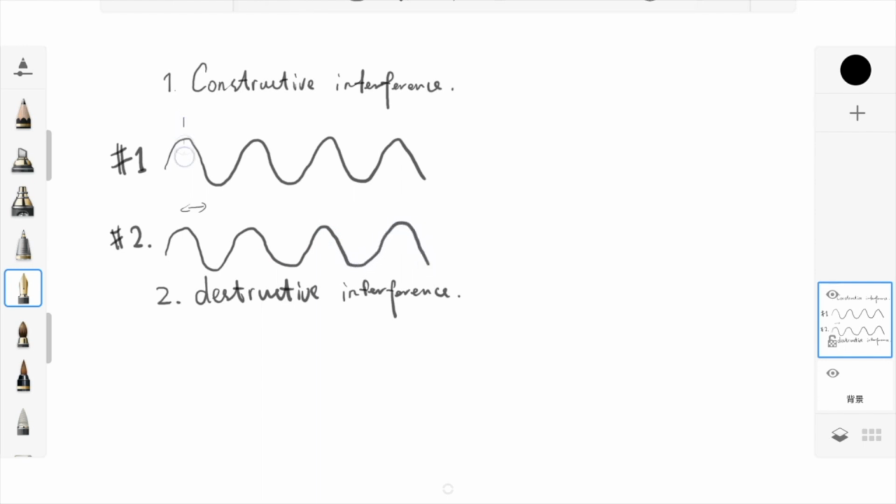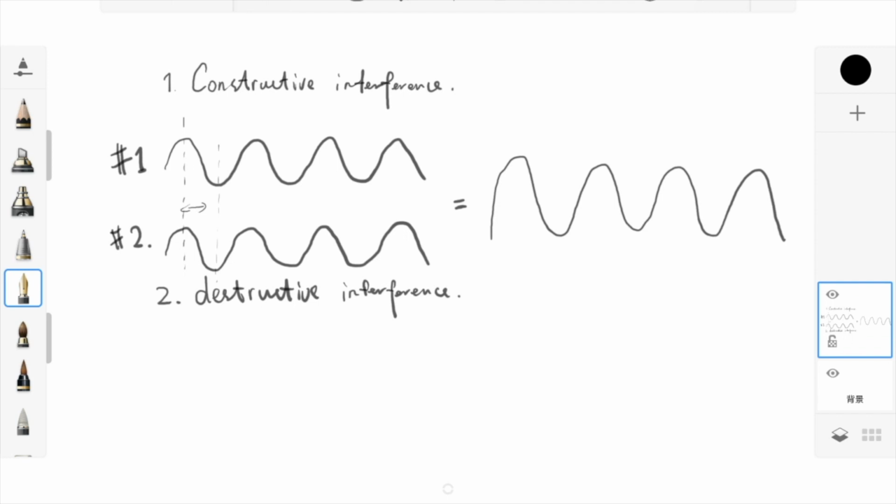Then the peaks of the waves are in the same position, and the valleys of the waves are in the same position. So finally, when they meet each other, they mix, and we get what we call constructive interference, which is the bright fringe. Everything will construct, so the amplitude of the wave will be 2 times bigger than before. This is the constructive interference.